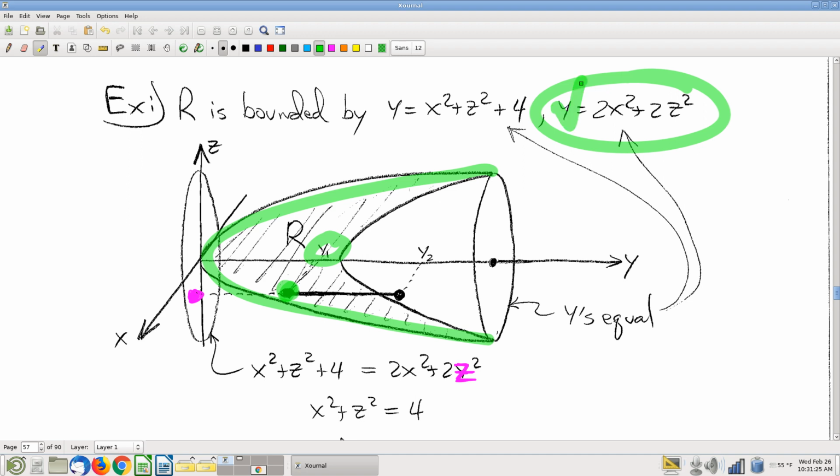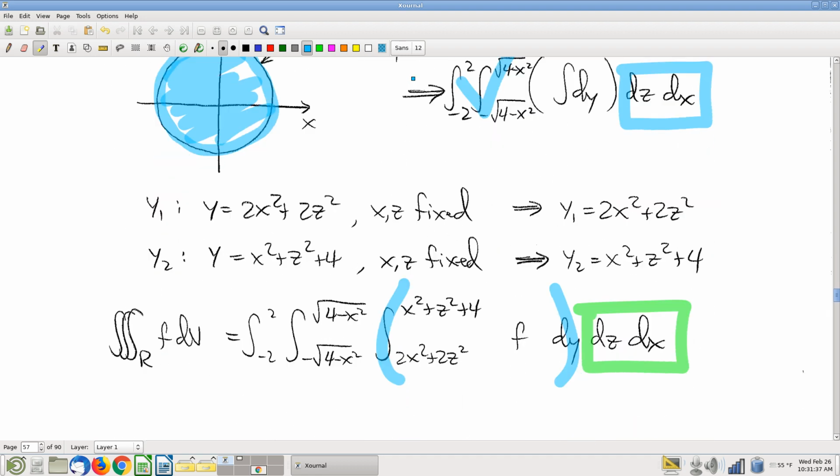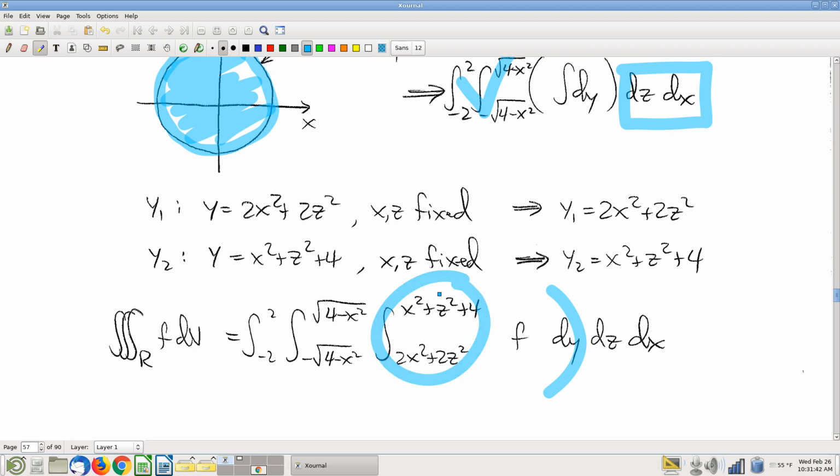Right. The upper bound is determined by that point. That point's on this surface. This surface has this equation, right? Solve for y in that equation. Again, good news, it's already solved for. And that gives us our inner bounds for our y integral.